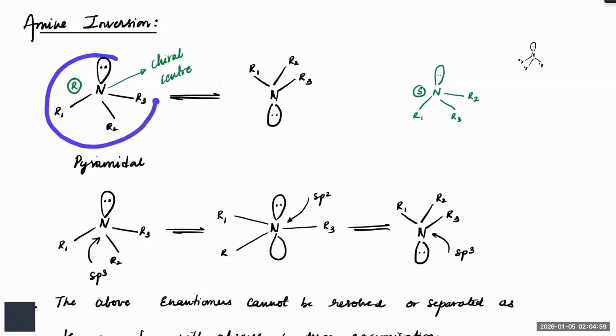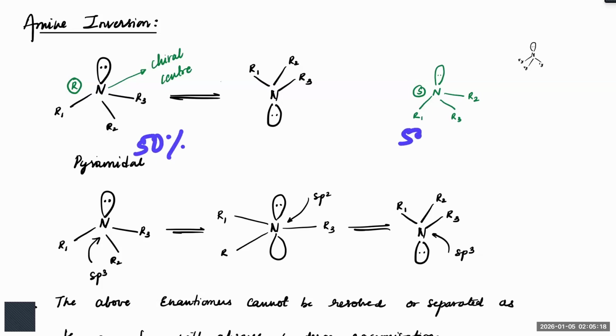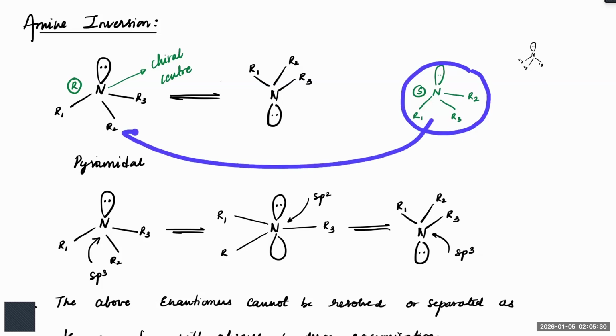The problem is this R will never remain as pure form. This S will never remain as pure form. Even if you prepare a freshly prepared tertiary amine with R configuration, within no time, it will become 50% R and 50% S on its own. Same way, if you prepare a freshly prepared tertiary amine with S configuration, within no time, it will turn into 50% R and 50% S.